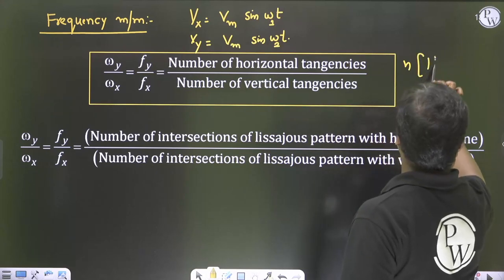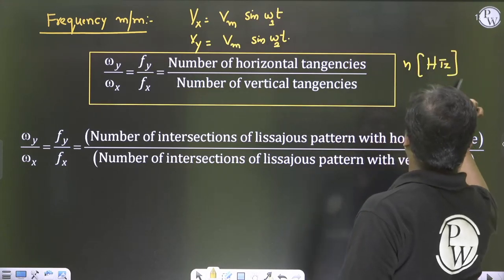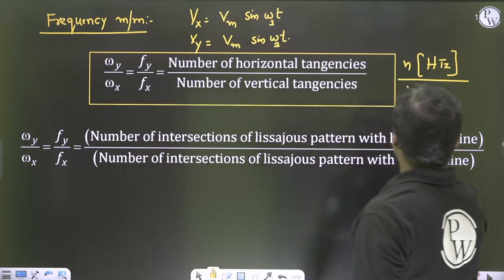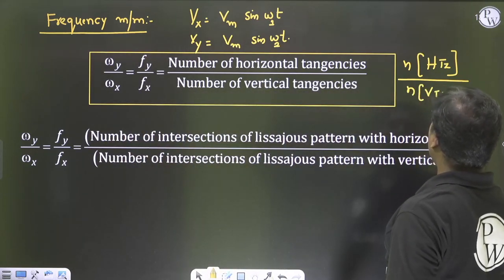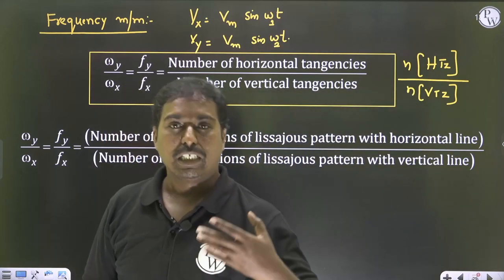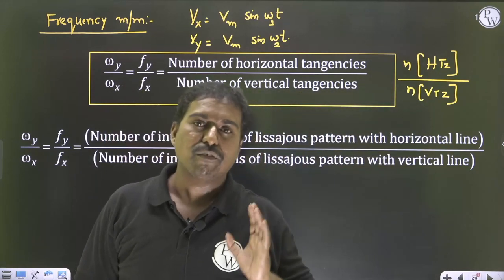Number of horizontal tangencies. That means how many touchings are happening horizontally. And here, number of vertical tangencies. Information so useful. Please collect it in the form of notes. It will save your time. Definitely every year we are getting questions on this.